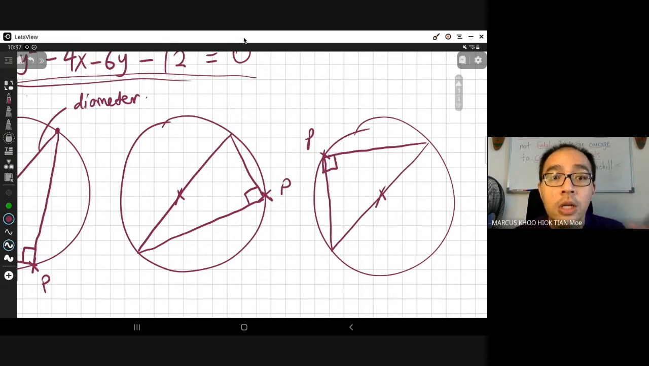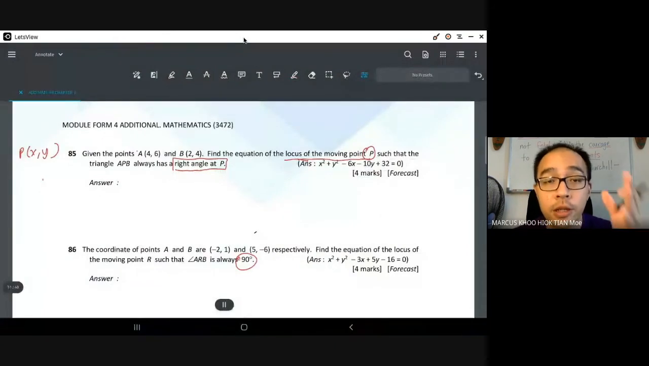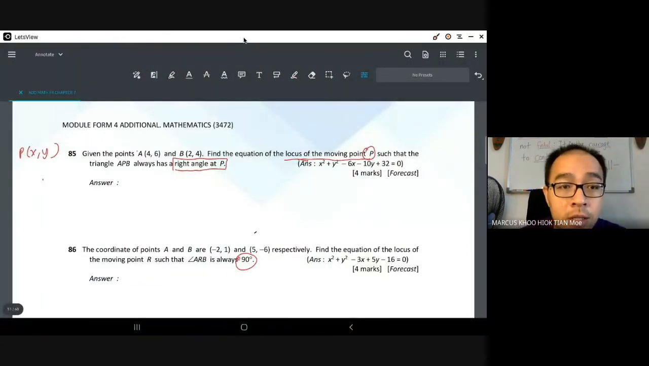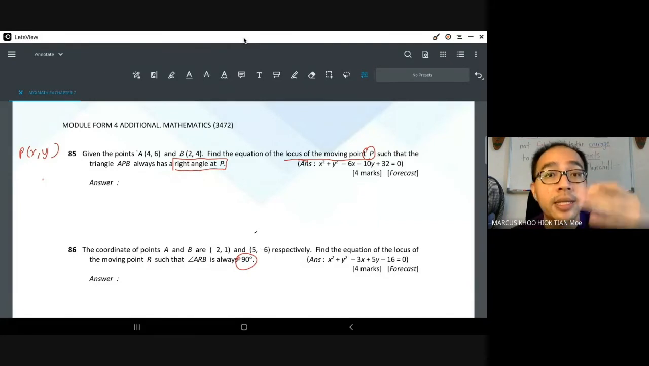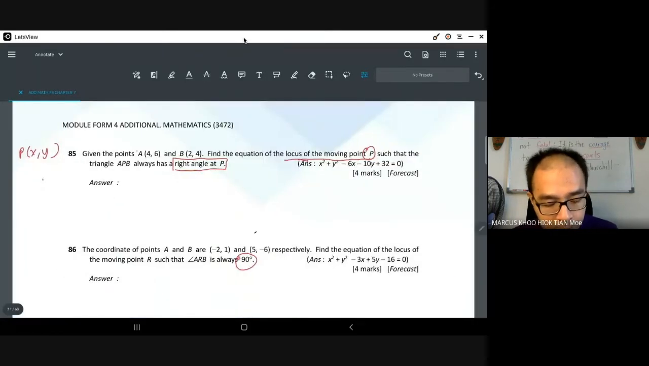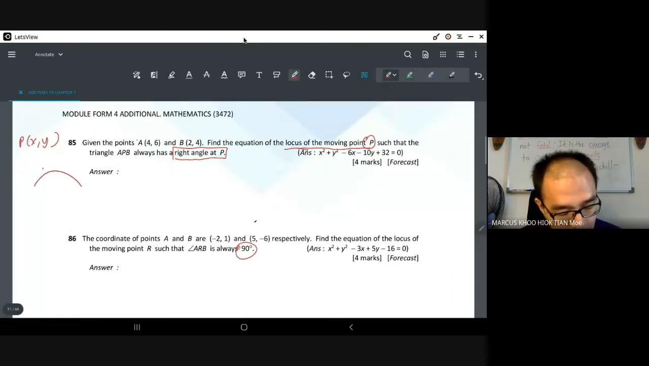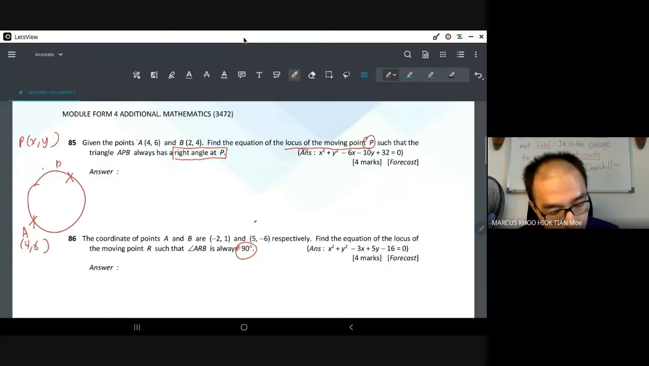So when you see a question like this, find the equation of the locus P such that the triangle APB is always at the right angle at P, it's actually the same question as question number 84. We have A and B. Okay, let me draw this. Let's say this is A, 4 and 6. This is B, 2 and 4. And then we have P that is on the circumference of the circle.